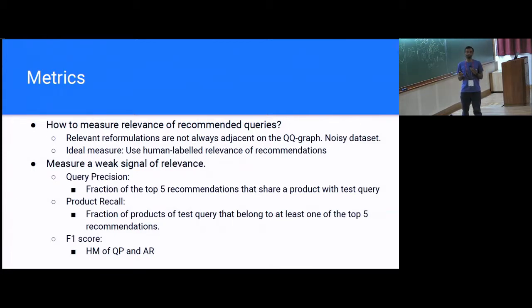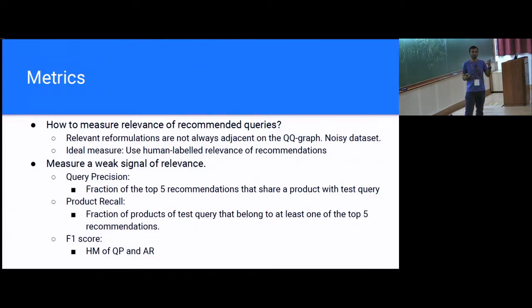And of course, the ideal measure would be to have a human sit and say, okay, you search for iPhone, blah, blah, blah, and I think that these 5 queries are relevant. Am I correct? So the human is the best thing to use, but again, you'll have a problem where it's too expensive and too time consuming. So we use these weak signals of relevance.